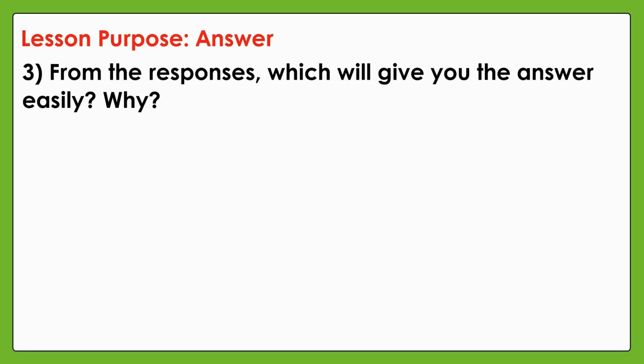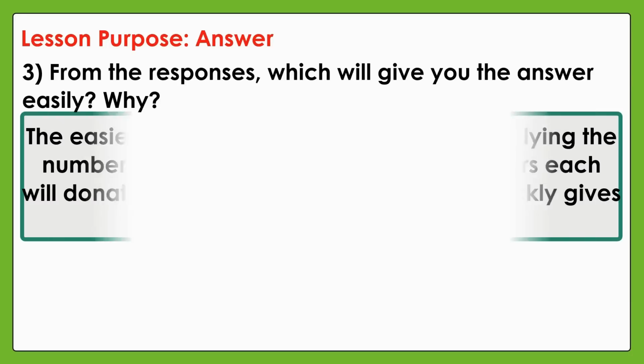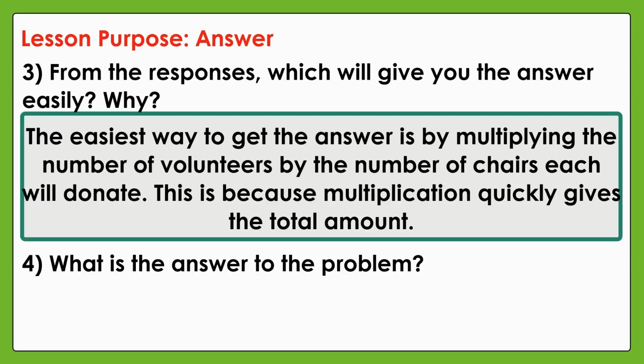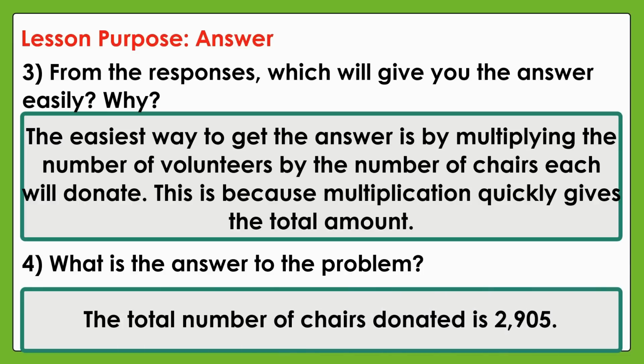Number 3, from the responses, which will give you the answer easily, and why? Here's the answer. The easiest way to get the answer is by multiplying the number of volunteers by the number of chairs each will donate. This is because multiplication quickly gives the total amount. Number 4, what is the answer to the problem? The answer, the total number of chairs donated is 2,905.